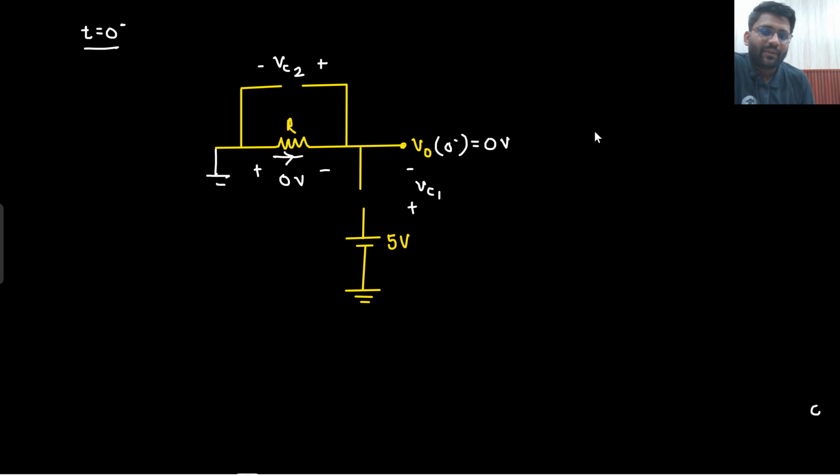So can you let me know what will be the value of VC2 at 0 minus? What will that value be? VC2 at 0 minus. There is 0 voltage drop, so it is 0 volt only. And what will be the value of VC1 at 0 minus?